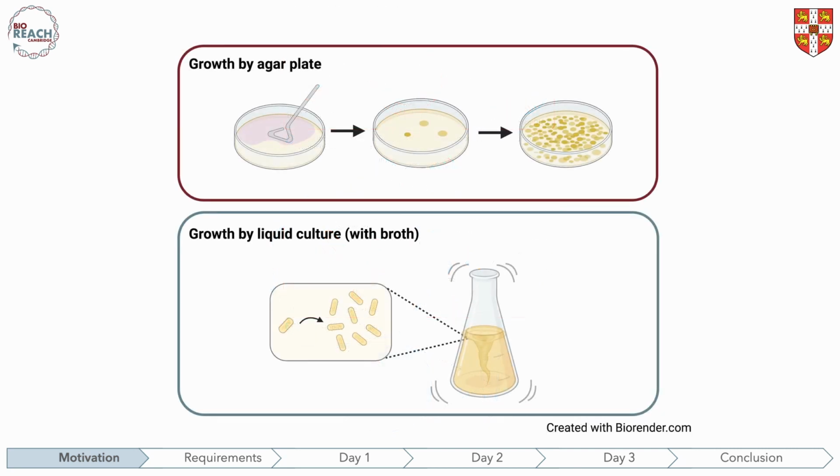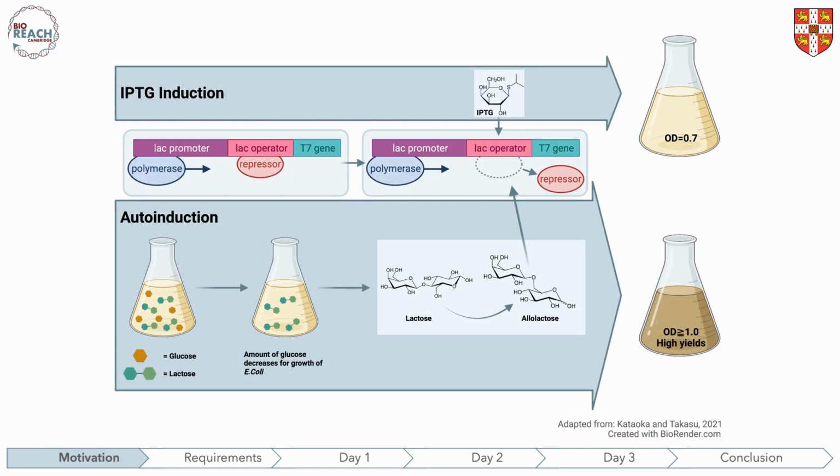In this protocol, we use an agar medium that not only contains all the nutrients required for bacterial replication, but also a chemical that will automatically induce the expression of your desired protein. Our plasmid includes a lactose operon, also called lac operon, that allows for autoinduction of recombinant enzyme production.